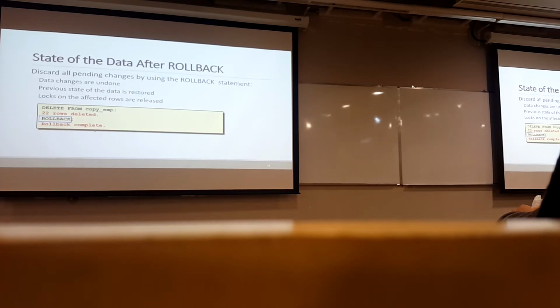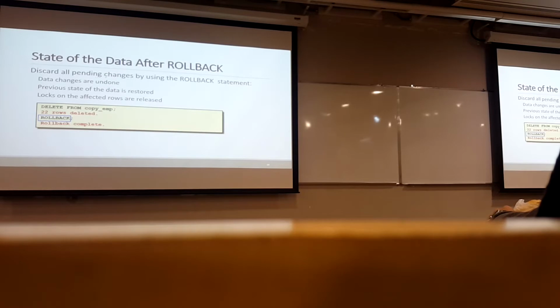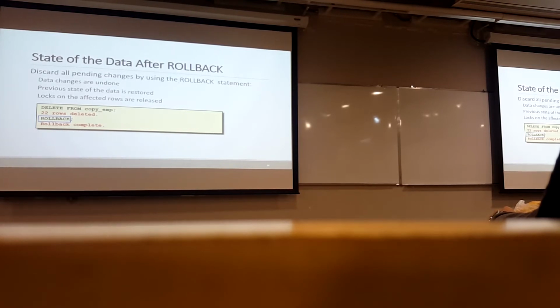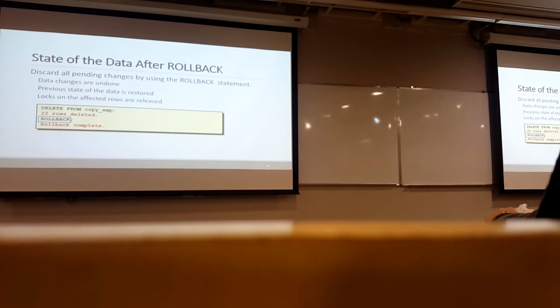So the state of data after rollback. Rollback 即係返回啦。So rollback, you discard. Discard means give up, okay? It means abandon all the pending changes by using the rollback statement, okay? So if you have rolled back like that, everything that you've done previously will be undone. 冇做過就冇做過，okay?